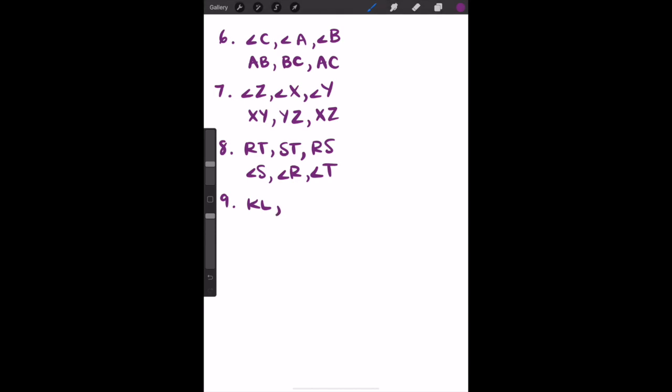For number 9, I'm doing the same thing. They've given me the side lengths, so I'm listing those in order. And then I know the angles opposite those sides will be in that same order from smallest to largest.